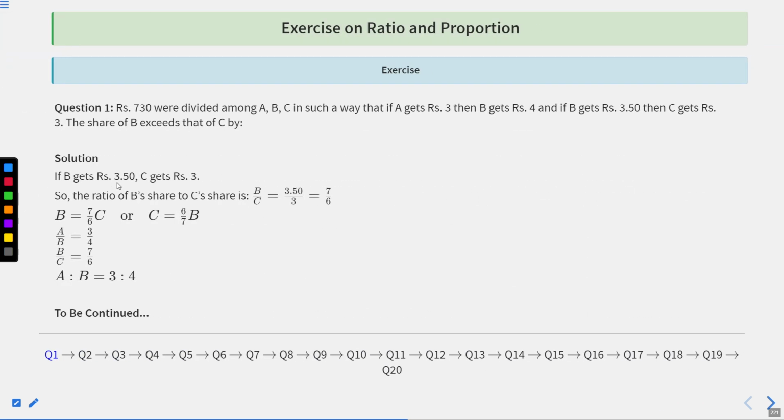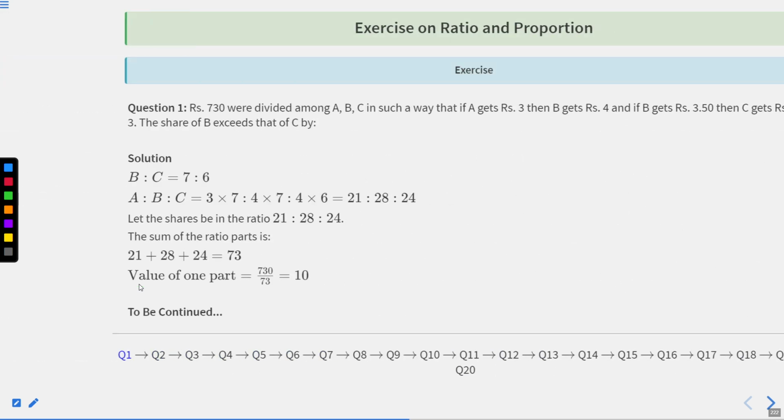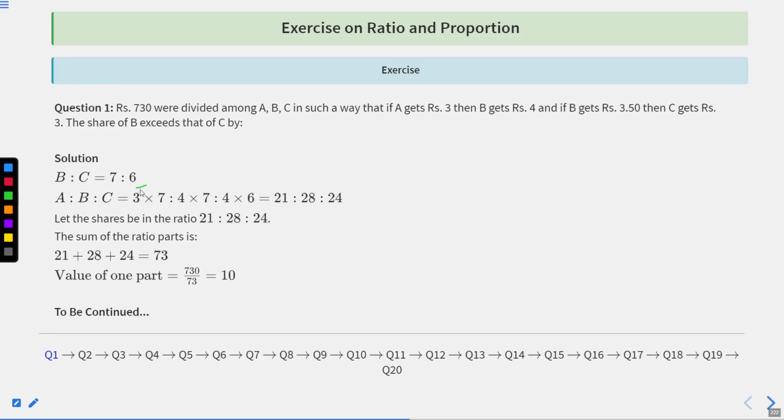If B gets 3.50 rupees, C gets rupees 3. So the ratio of B's share and C's share is B upon C equal to 3.50 upon 3, which when simplified gives 7 upon 6. So B is equal to 7 upon 6 C, or C equal to 6 upon 7 B. So A is to B is equal to 3 is to 4 and B is to C is equal to 7 is to 6.